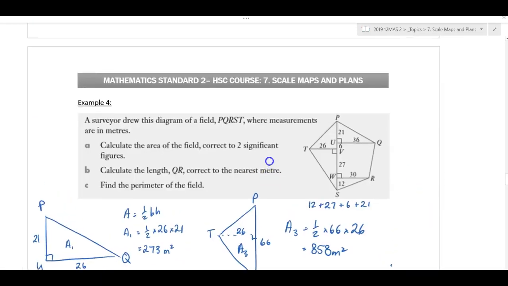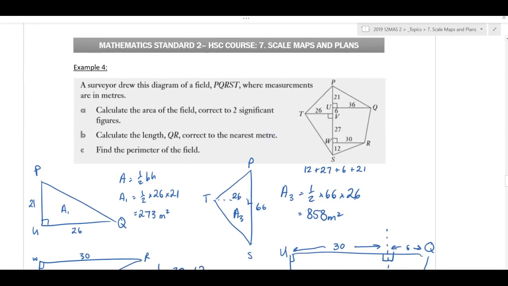That all good? Now, for part C, find the perimeter of the field. Well, I've only just got this one here. That was 33.5. Now I need to find the other ones there, and this will take a while, so I'm going to skip past it.